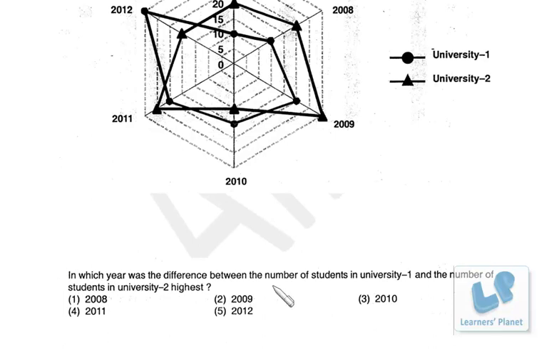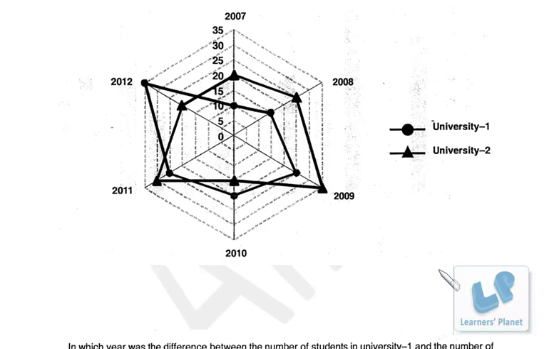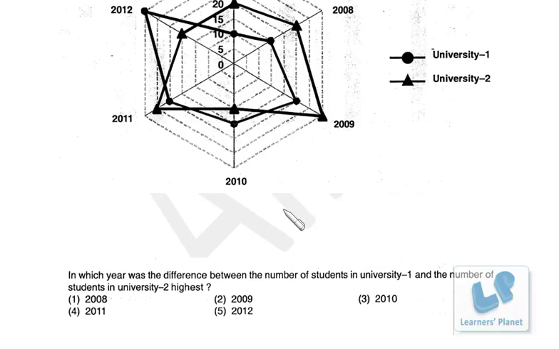In which year was the difference between the number of students in University 1 and the number of students in University 2 highest? For this particular question, we don't require any calculations. We can see the difference between circle and triangle where it is the maximum. So that is in year 2012, that you can see very clearly over here, right? Here it is 3 point difference. Anywhere else it is at max 2 point difference, right? So in year 2012, the difference between the number of students of these two universities was highest.